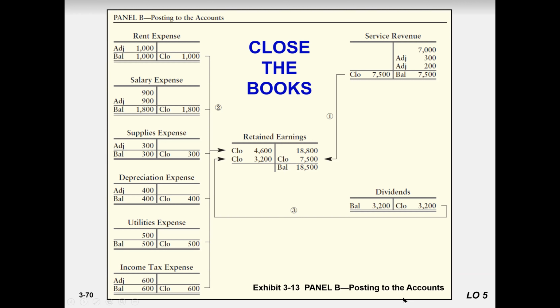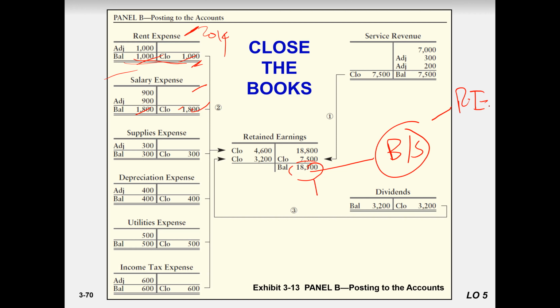Okay. So now if you post the entry on their individual accounts, everything is closed. 18,500, 18,500. So we have a double line, which means no balance is going to be carried forward to the next year, which means these books are closed for 2014. And at the end, you have the retained earning balance, which is exactly equal to what you have put on the balance sheet and retained earning statement.